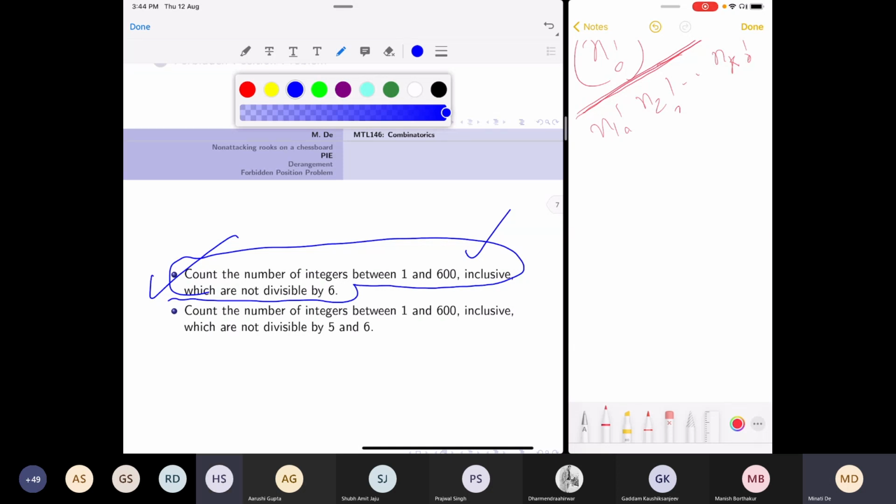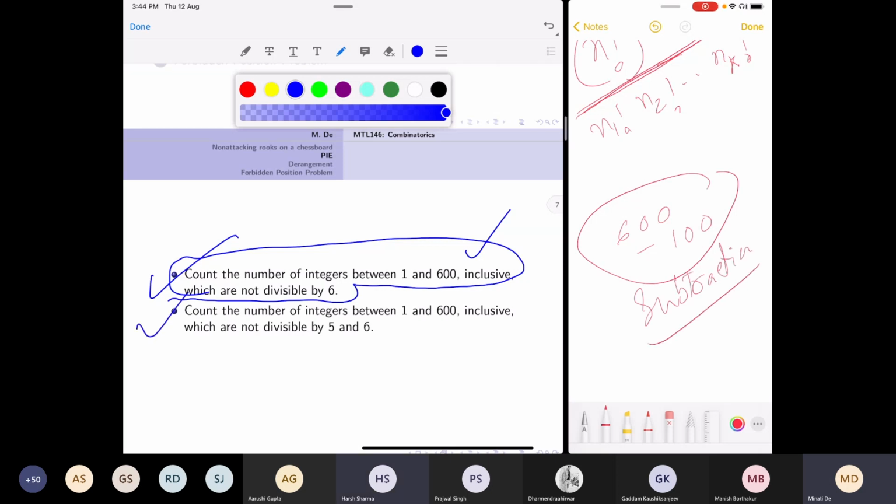Yes. Now there are 600 numbers between 1 and 600, and 100 of them are divisible by 6. So the numbers which are not divisible by 6 are 500. So this is basically the subtraction rule you have used, right? Good. So this is the easiest question.